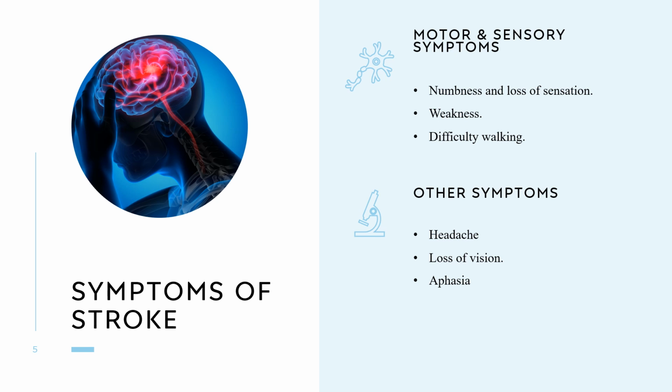But it's not just motor and sensory symptoms that someone with stroke will have. They might also have other symptoms. They might have a headache. Their visual fields might be disturbed. They might have a loss of vision. They might find it difficult to talk. Speech might be affected because the brain is also obviously responsible for language and for our speech. So they might suffer from something called aphasia, which is related to difficulty with language.